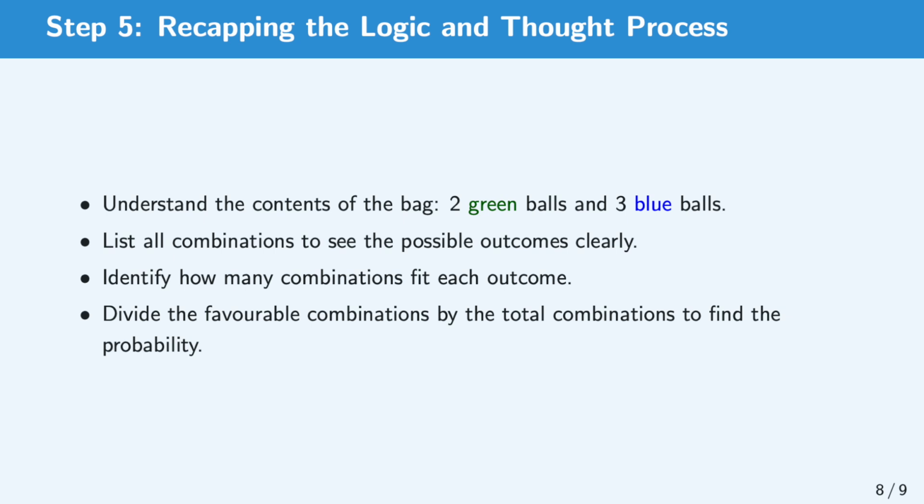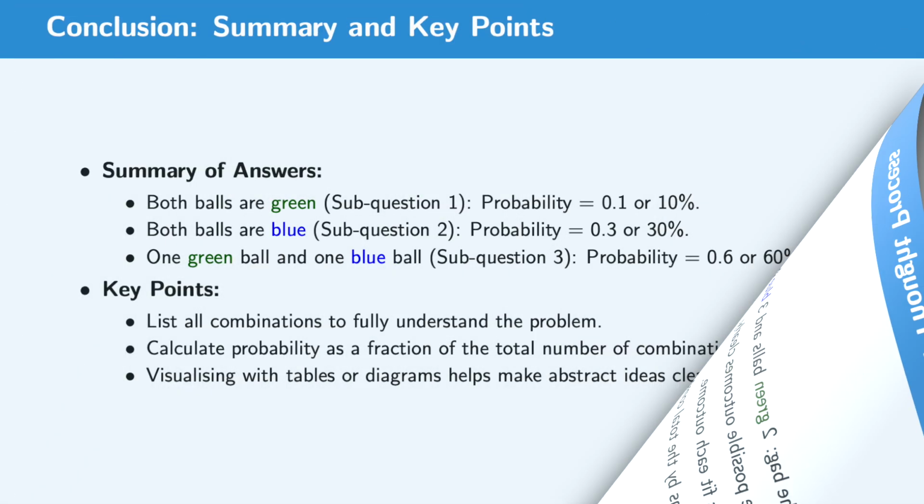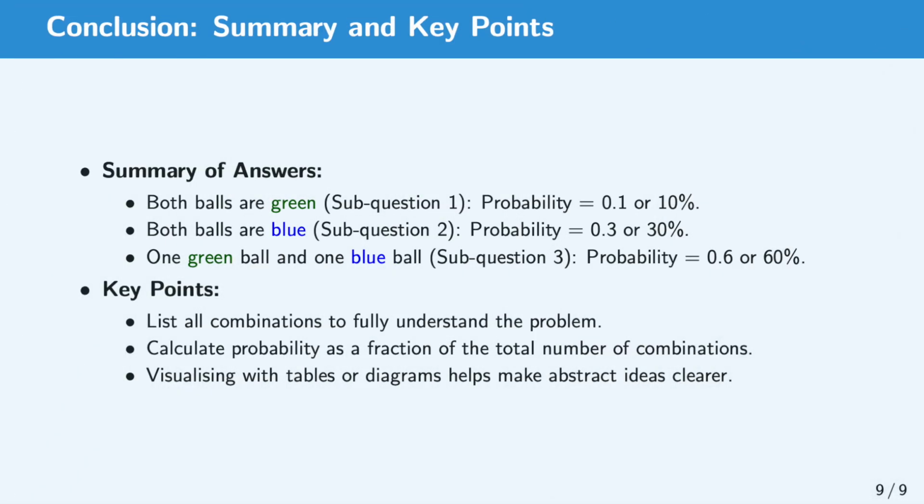Let's quickly go over the logic again. 1. We started by understanding the contents of the bag, 2 green balls and 3 blue balls. 2. Then we listed all the combinations to make sure we didn't miss any outcomes. 3. We identified which combinations matched each sub-question using the table. 4. Finally, we divided the number of favourable combinations by the total number of combinations to find each probability. This step-by-step approach is a good way to solve probability problems like these. If you feel confident, let's move to the final slide for a summary.